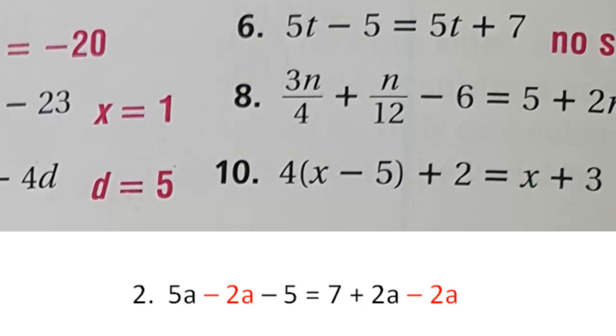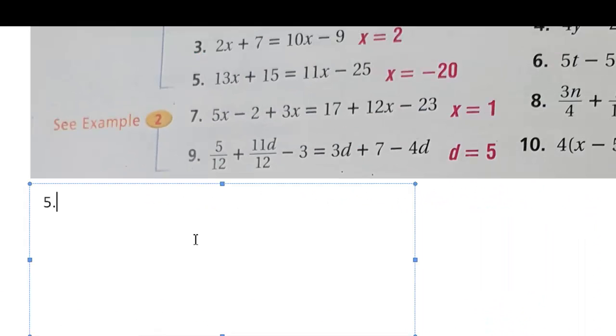Okay, let's take question 5. Question 5 here is 13x plus 15 equals 11x minus 25. I want the value of x. We have x on both sides, so let's take the variables together. Remove any variable you want. I will remove the 11x from here, so I will subtract 11x from both sides.